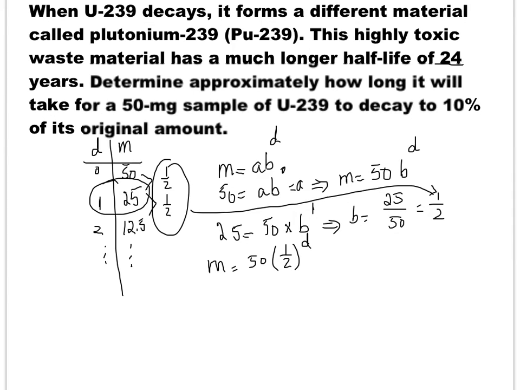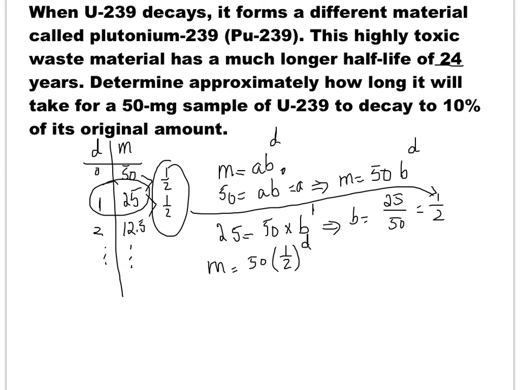Now we want to know how many years it takes for the sample to get to 10% of its original amount. 10%, as we know, is 0.1. So 0.1 of the original amount. Originally it was 50 milligrams, and I have to solve this for D. Automatically 50 goes with 50, so I will get half to the D is equal to 0.1.